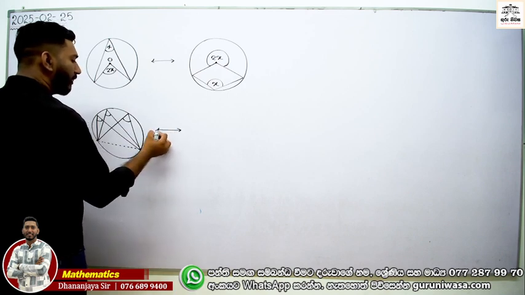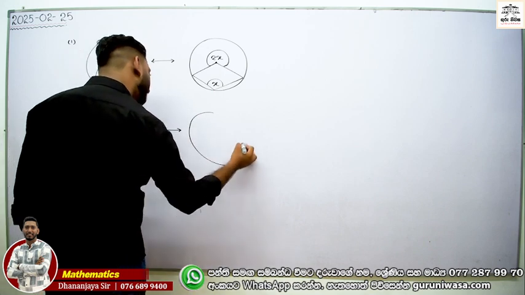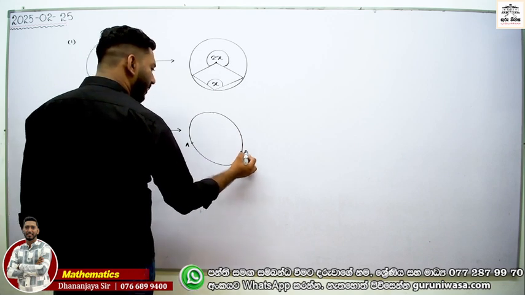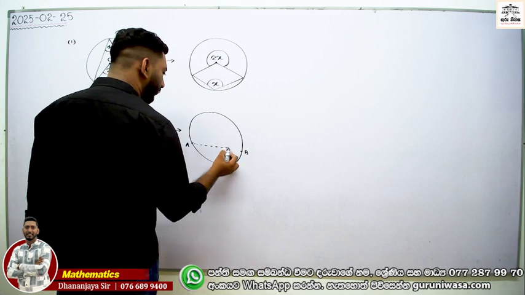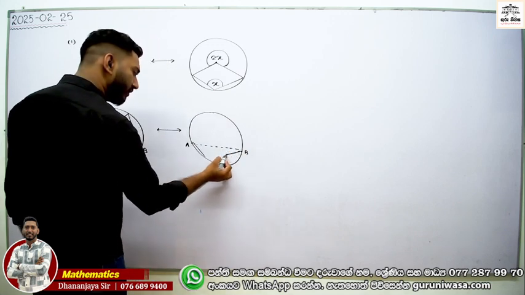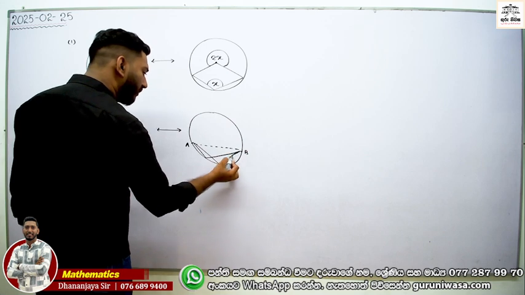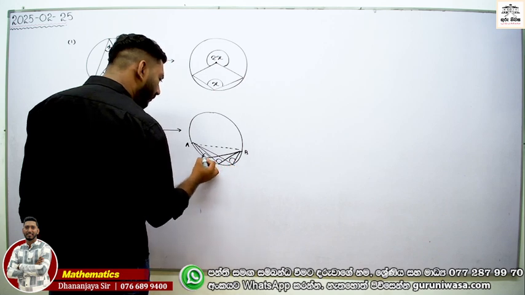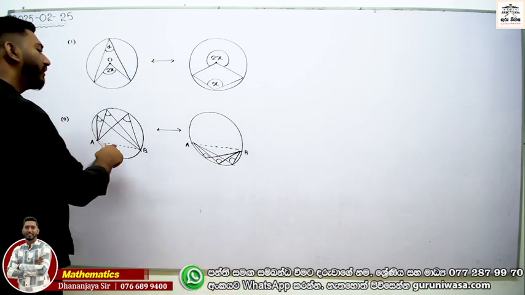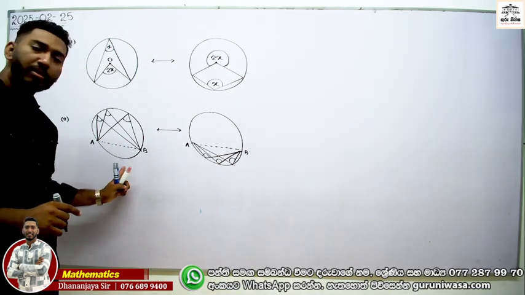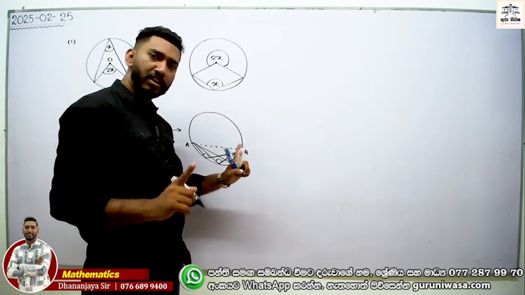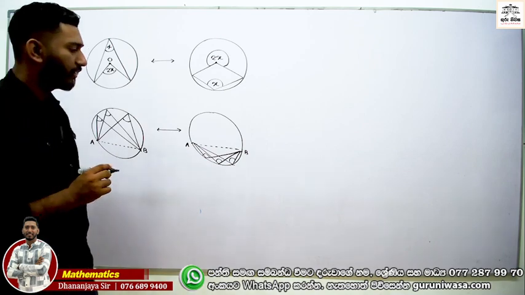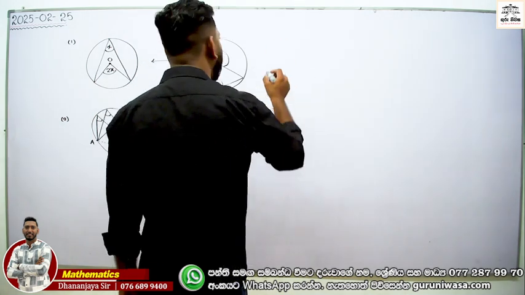Now let's look at the other side. Here is A, there is B, and AB is a chord. Look at this. These angles are also equal. The ones formed on this side are equal. But this one and this one are not equal. Their values are not the same. These three are equal in value, and these three are equal in value. Right?